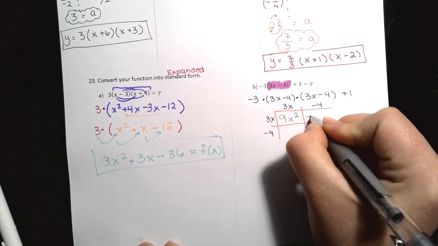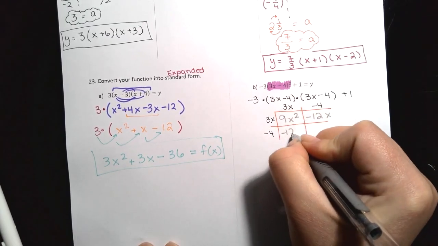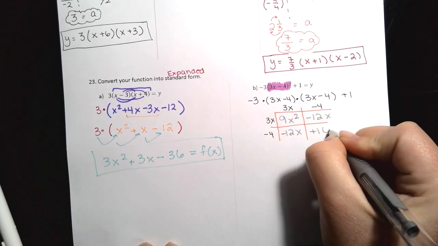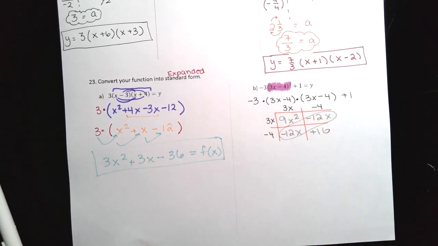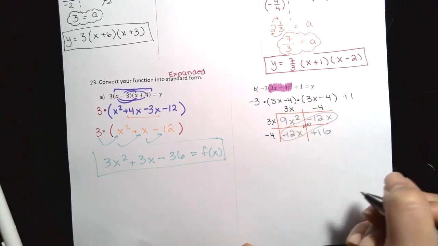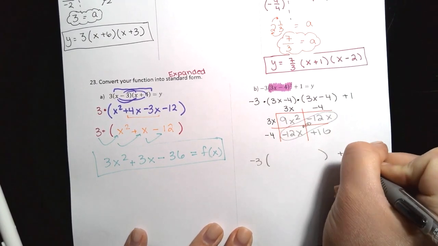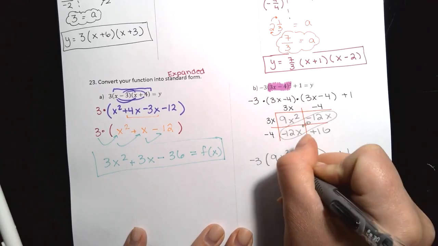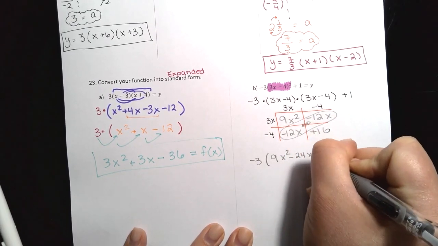3 times -4 is a -12x. -4 times 3 is -12. Then we have x. Negative gives us a positive. 4 times 4 is 16. With the box method, things on the inside diagonally typically combine like terms, and you're always going to add these together. So we got -3 on the outside. This is still parentheses and a 1 behind it. Inside, I got 9x squared minus 12 plus 12 is 24x plus 16.